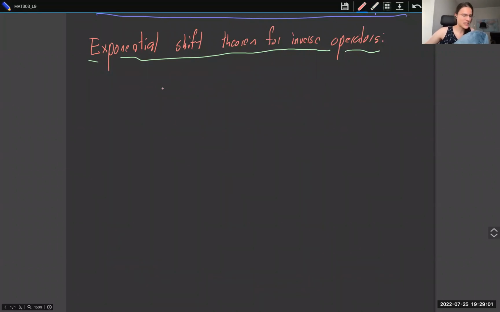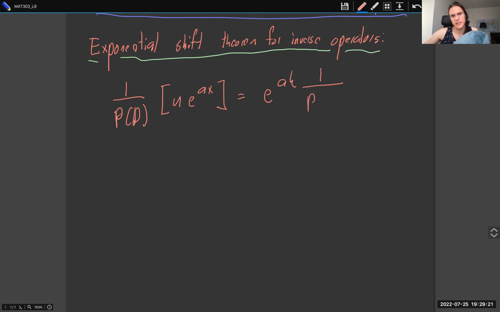Anyway, so what does the exponential shift theorem say? Well, if we have 1 over p of d, this inverse operator, applied to some function u e to the ax, then it says that that's equal to e to the ax times 1 over p of d plus a, applied to u. And so here's the proof.